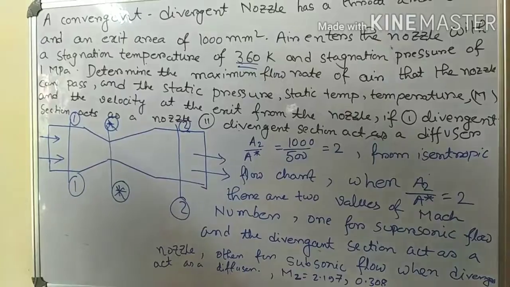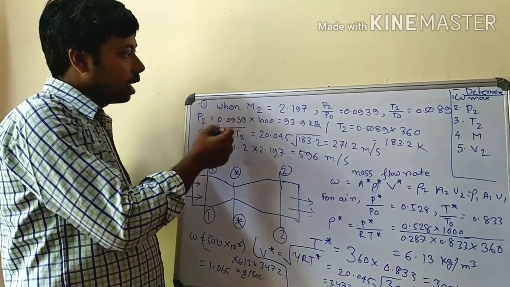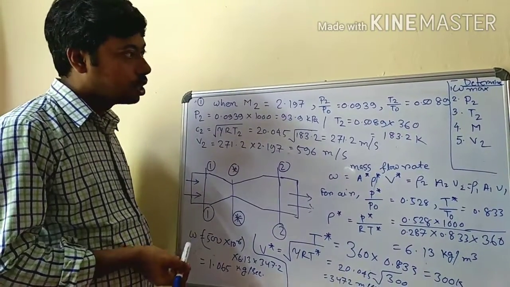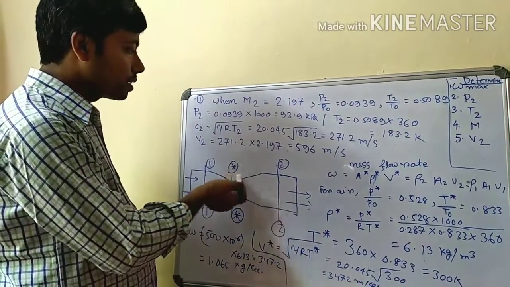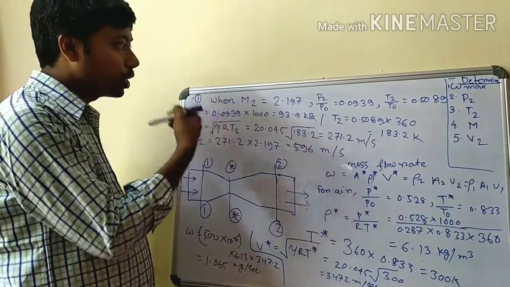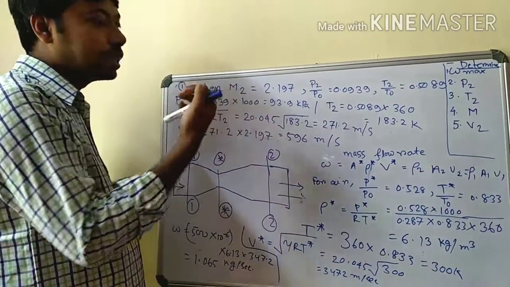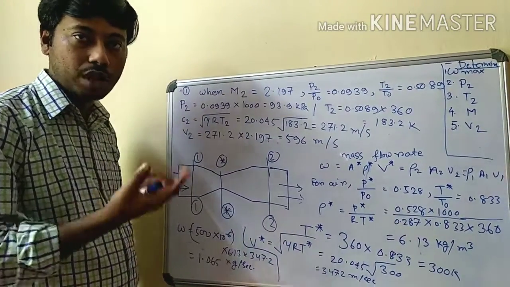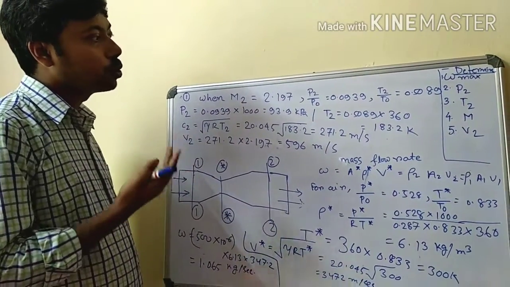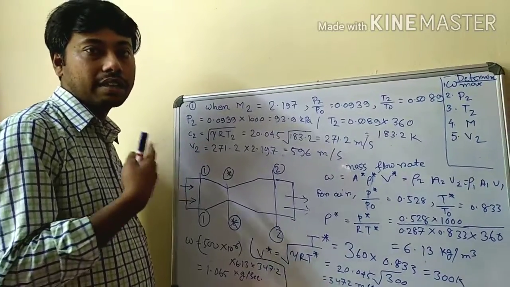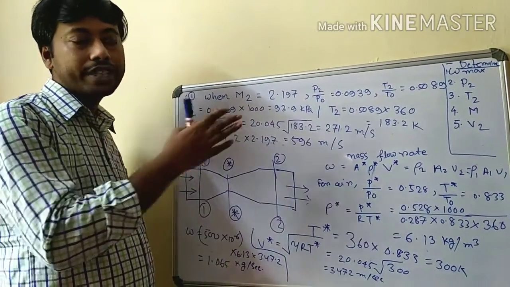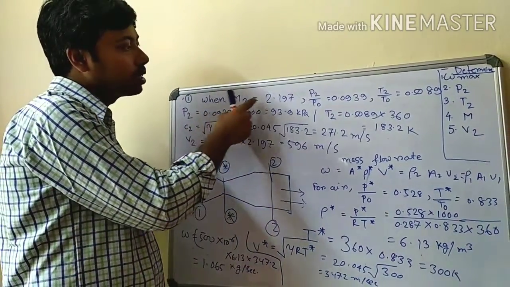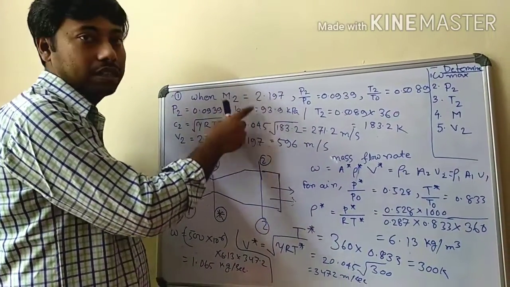Now, from the isentropic flow chart, as you know, you can get two Mach numbers from the A2 by A star value. A2 by A star, as you know, is 2, so corresponding to this you can get two Mach number values, 2.197 and one for 0.301. When M2 is equal to 2.197, the nozzle acts as a nozzle, and when the fluid flows through it, the flow is supersonic, because the Mach number here, 2.197, is greater than 1.